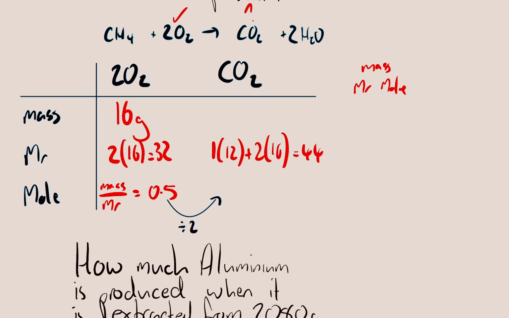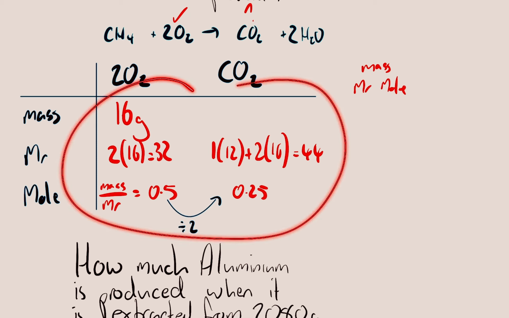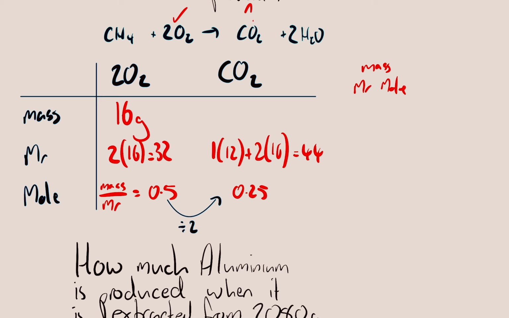And I get to 0.25. Okay, this is a step where lots of people will make mistakes. If you have made a little mistake here and there, presenting our information this way is going to make it easy for the marker to spot what's going on.